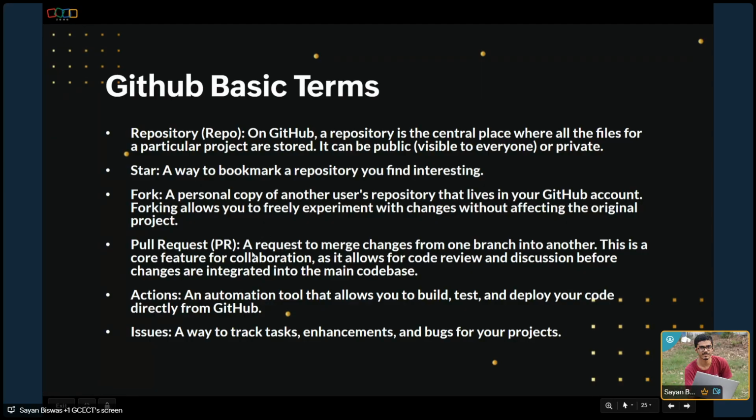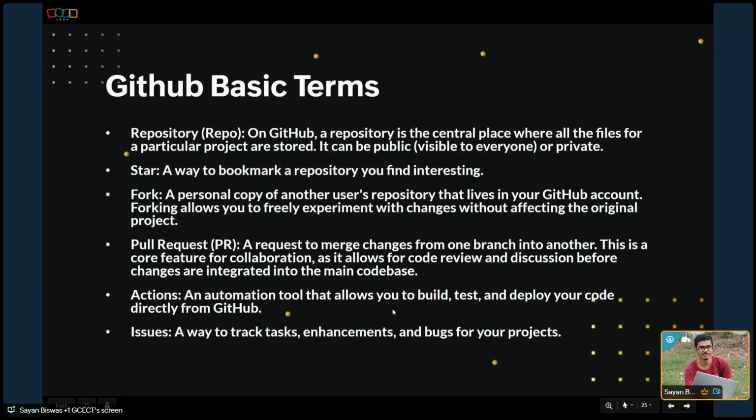What is pull request? Pull request is a request to merge changes from one branch to another. You will definitely use pull requests because they allow for code review and discussion before changes are integrated into the main code base. For example, say I assigned a task to somebody, he made changes to the code, and then he is requesting me that you check the changes, if these are correct, then you merge it into the main code base. So he has to create a pull request to me. That is pull request.